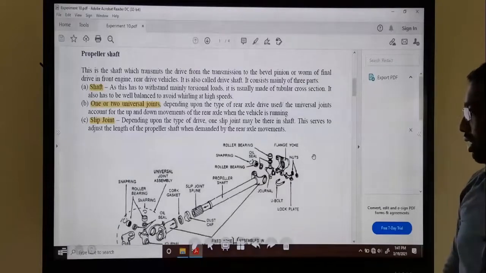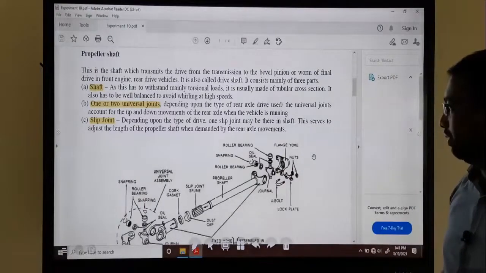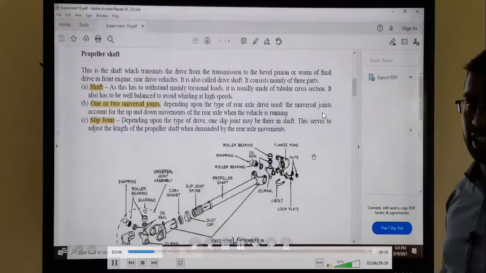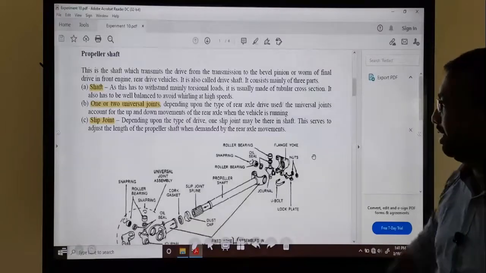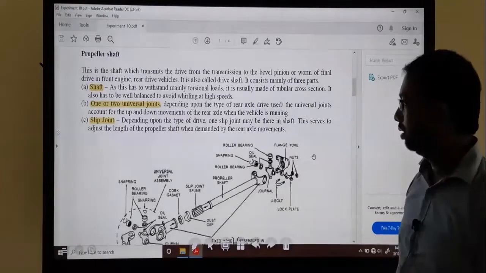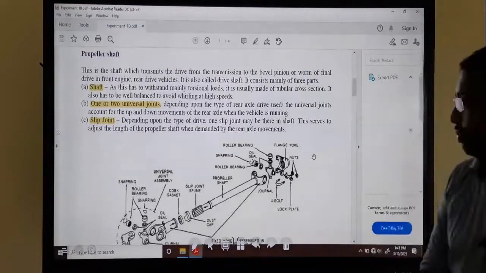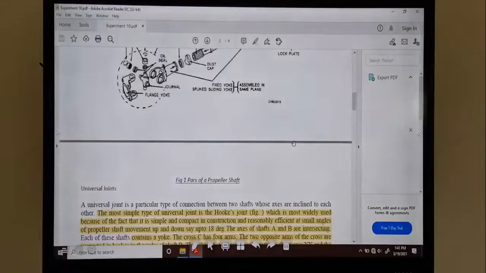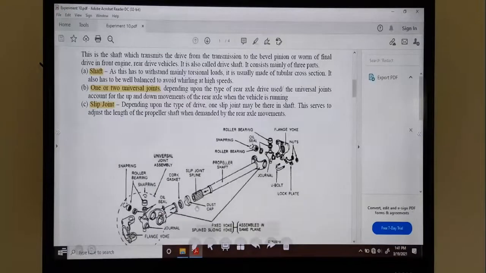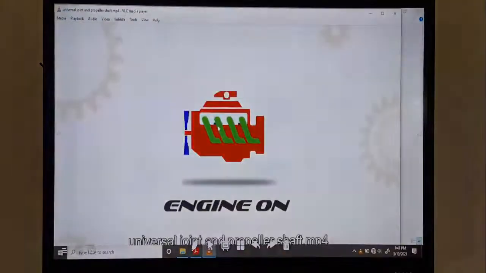The second one is the universal joint. Here these are the universal joints. We study these by animation, which is very clear for you. So what is a universal joint, and the slip joint? What is a slip joint? First we see the animation, then you can get a clear idea.